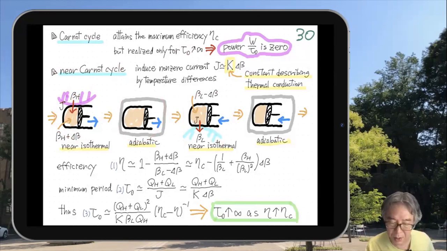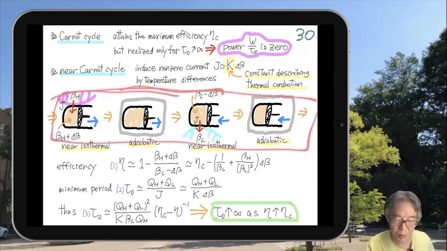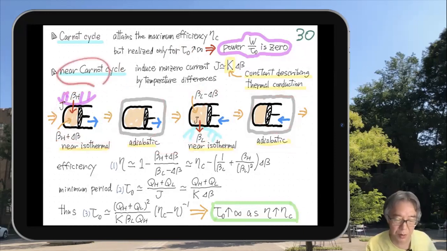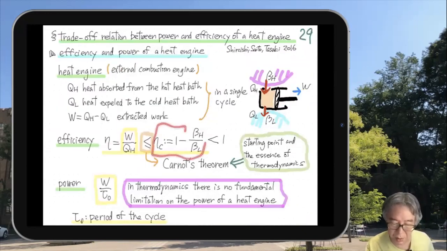Okay, so again, we make some small temperature difference between here and here to encourage this finite heat current. And again, adiabatic process. So then what is the maximum possible efficiency of this kind of near Carnot cycle? Well, it's easy. You can think of this as almost a Carnot cycle with slightly different temperatures than the original. So if you recall, this is the Carnot efficiency.